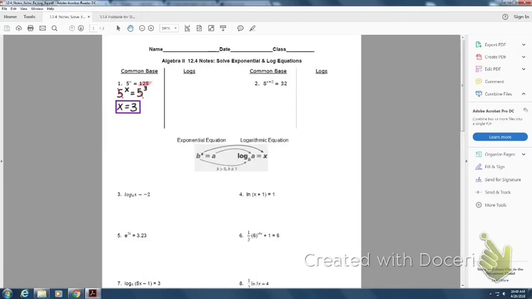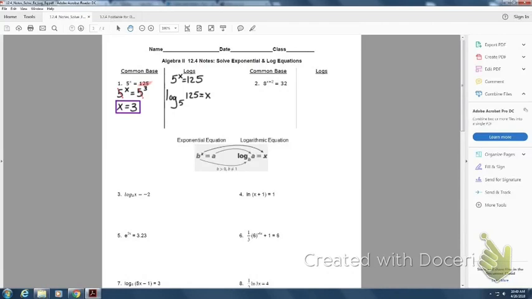If I was to fish hook this, where would I start? The 5. So I would have log base 5 of what? Equals what? X.